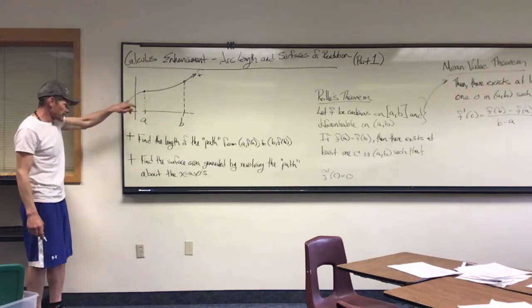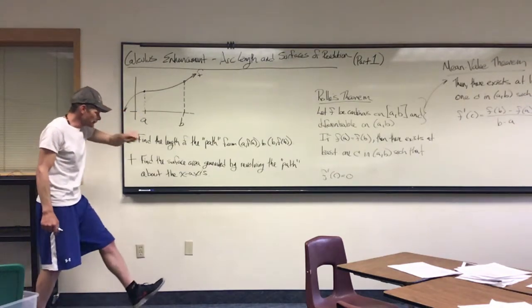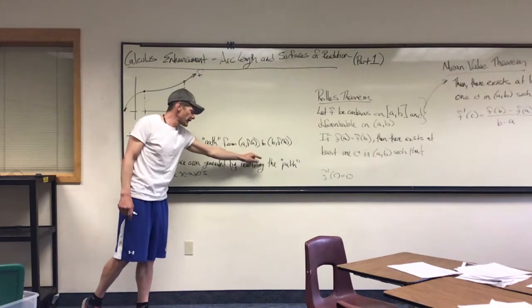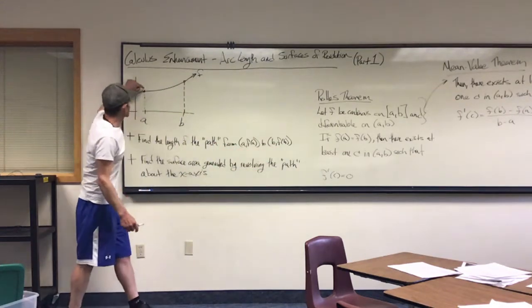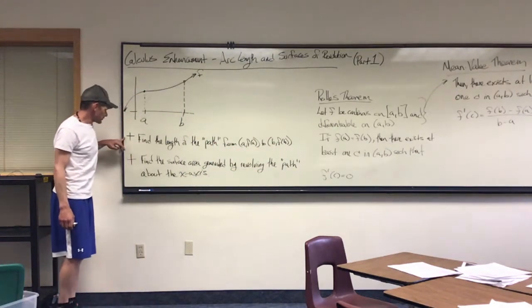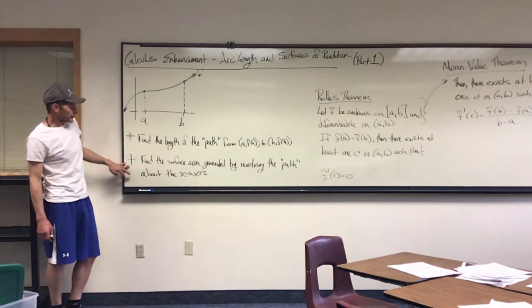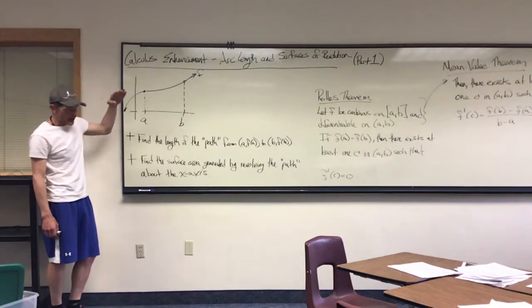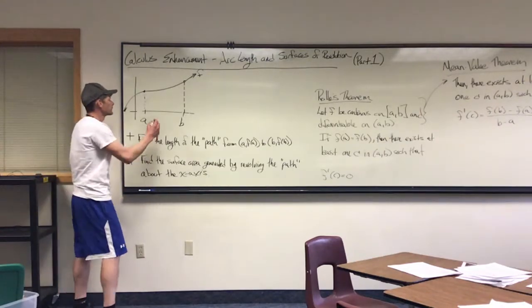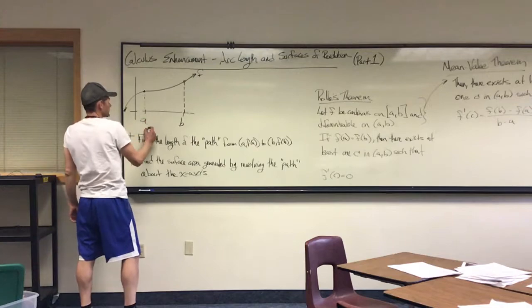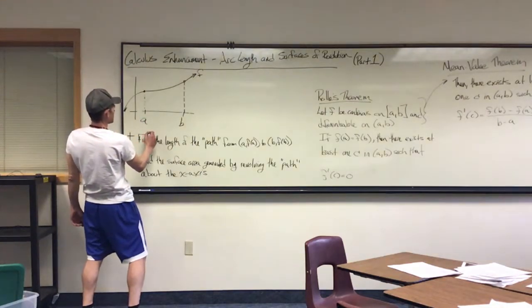Once we do, or the length of that path, excuse me, from the point A, f of A, to B, f of B, right? This point to this point. And once we do that, in the next video, we will find the surface area generated by revolving this path. Maybe something like this.